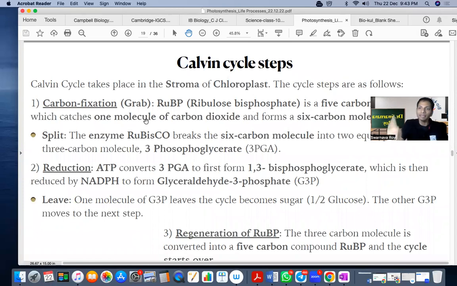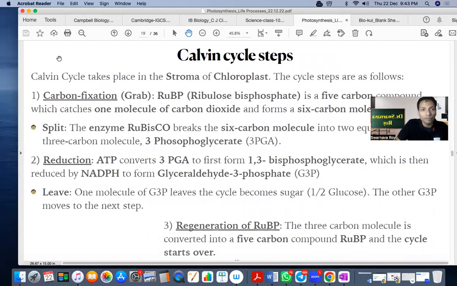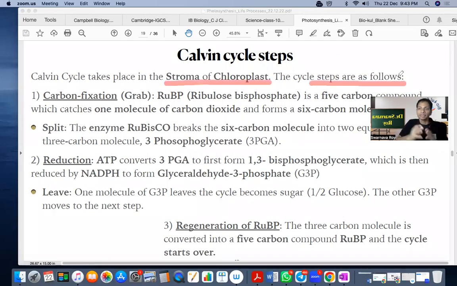It has three main steps, very, very important. Again, dark reaction is happening in the stroma of the chloroplast, and it has three steps. Step number 1 is carbon fixation. Step number 2 is reduction. Step number 3 is regeneration of RUBP. So let's focus one by one.